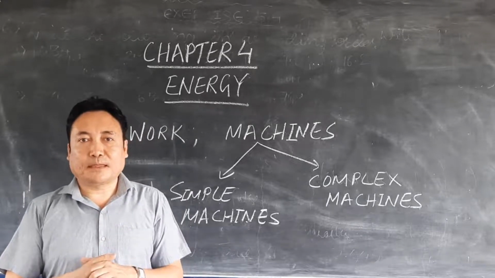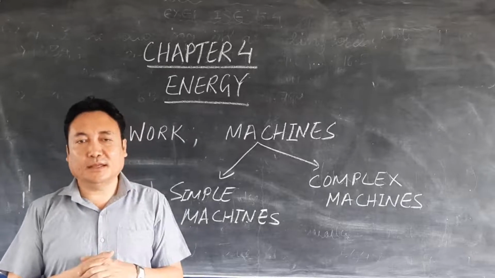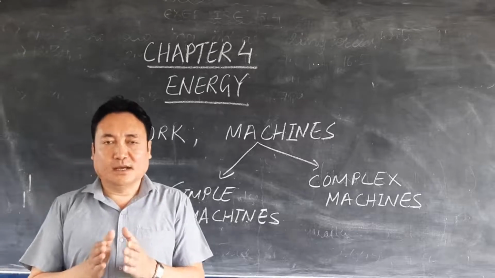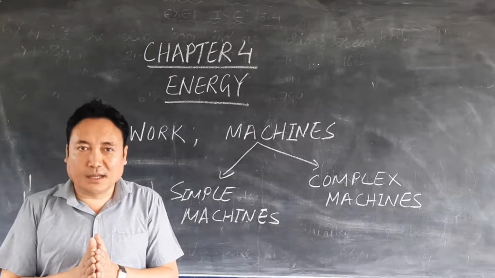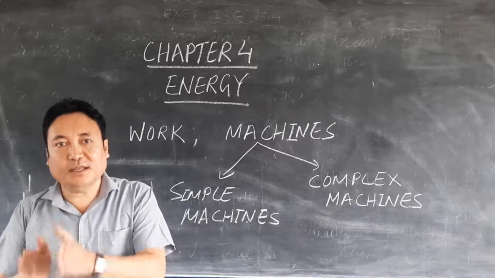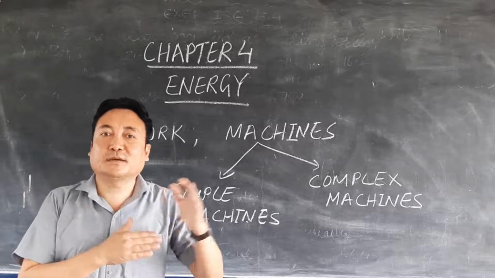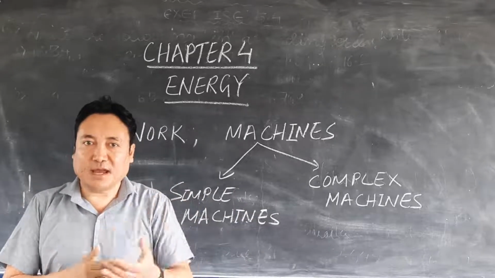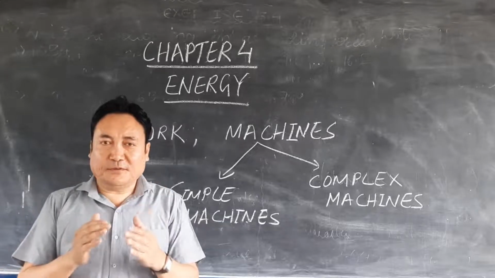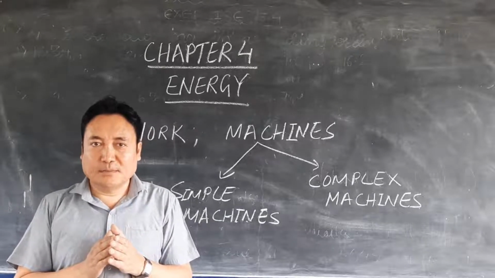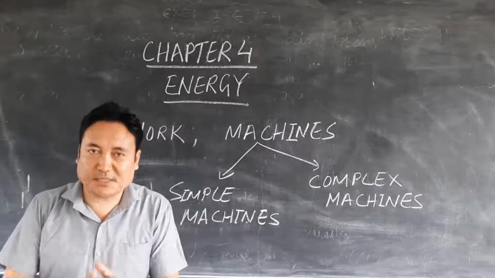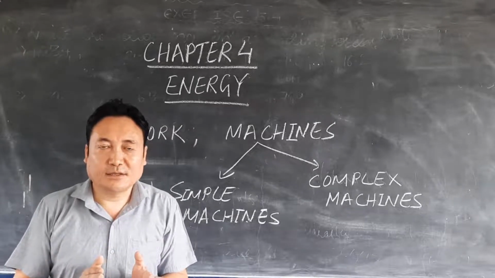Work is defined when a force applied on a body produces a displacement. That means when a force is applied on a body, and by applying the force the body moves or covers some distance or displacement, then we call it work done. Now, if a force is applied on a body, but the body does not move or does not produce any displacement, we cannot call it work done.